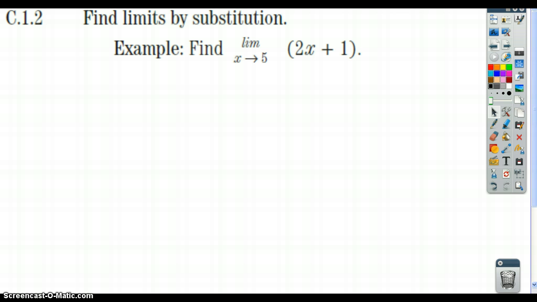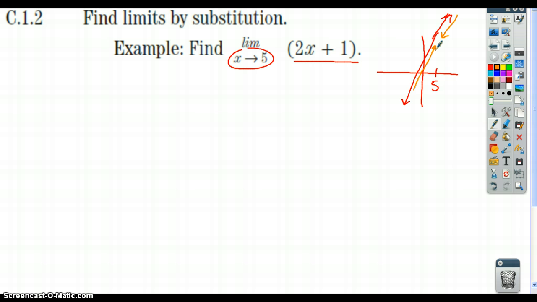So, we want to know what's happening with the function 2x plus 1 when x gets really, really close to 5 from the left and the right side, as it gets to 4.9, 4.99, and also as it gets to 5.1 and 5.01. So remember, we also have to keep in mind that the limit is about what's happening from both sides. If this is just a very rushed approximation of the graph right here, let's say this is x equals 5.